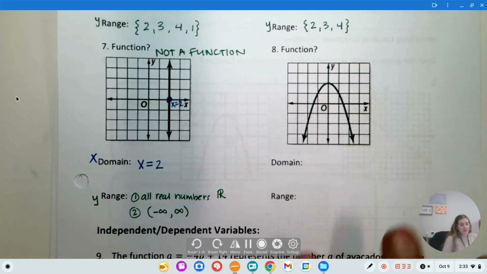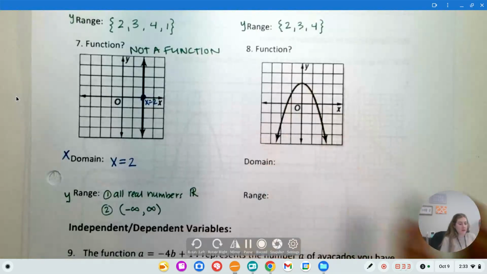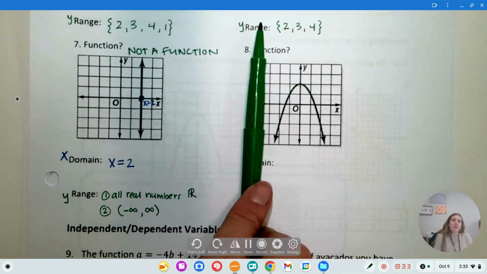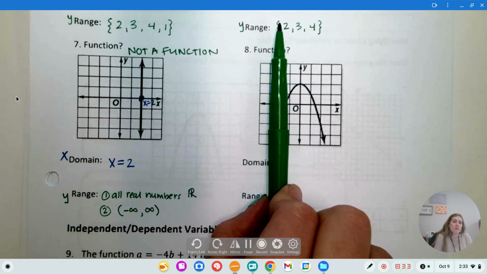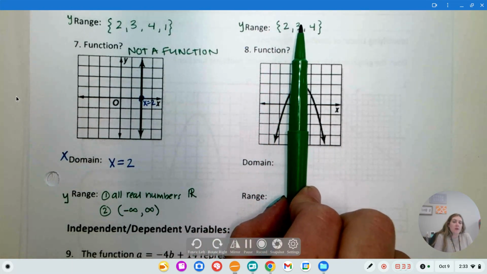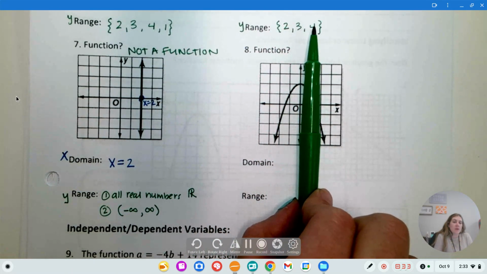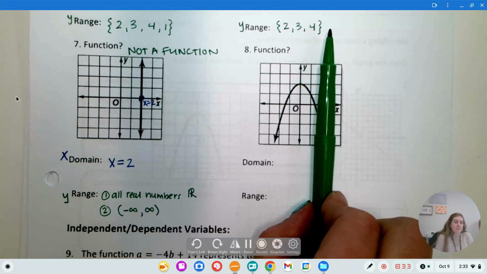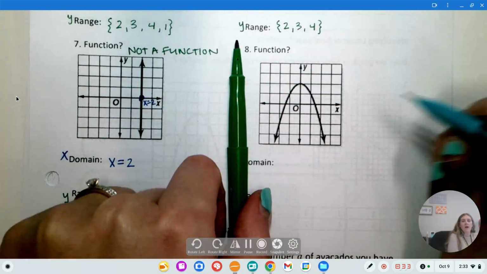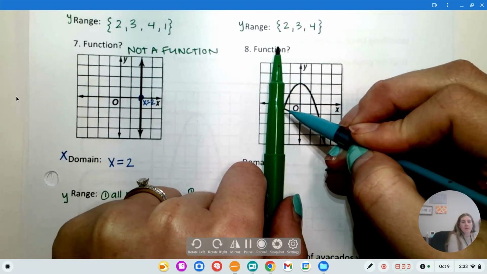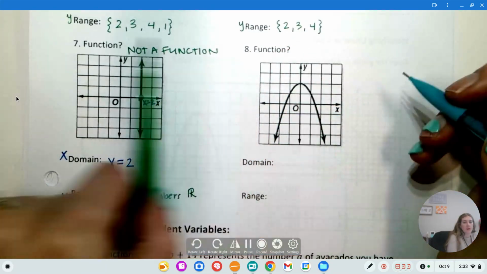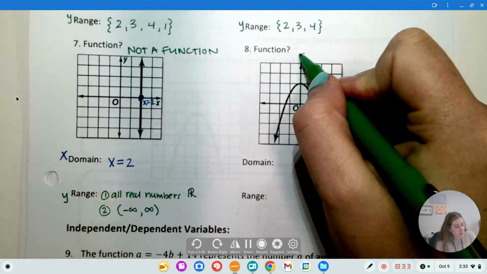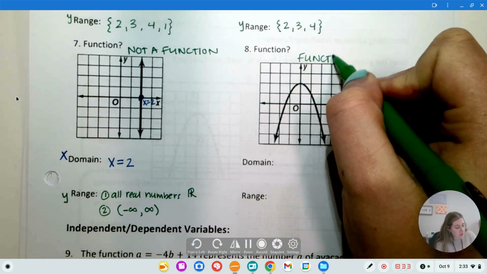Okay, one more graph. Number 8, is this one a function? I'm going to put my vertical line test. Now, if I move my vertical line, no matter where it is, it's only touching one time. So I'll do it one more time. No matter where I move it, my pencil only touches my vertical line one time. So this one is a function because it passes that test.